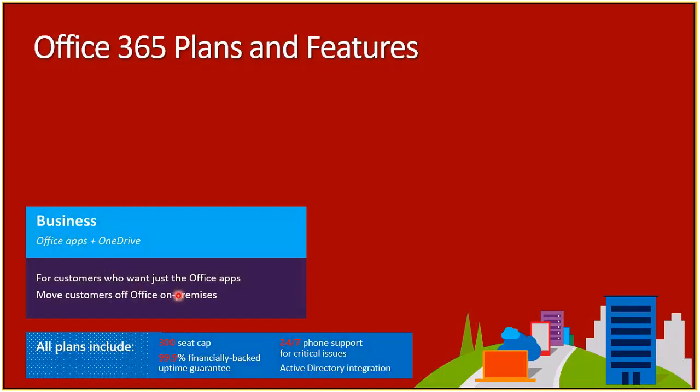Next, it is just for customers who want just the Office apps, so move customers of Office on premises. Suppose a customer is using a perpetual license of Office on premise and wants to reduce cost, because the cost of an Office perpetual license is huge. In comparison with Office Business Open, the price is much lower, and the features are also much higher.